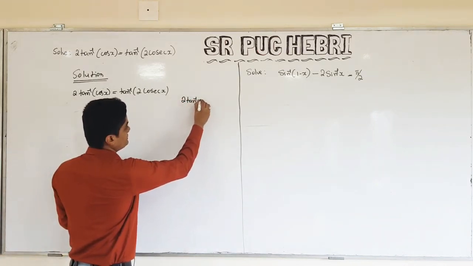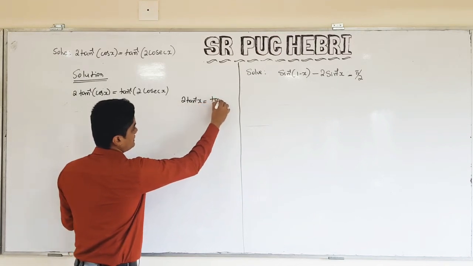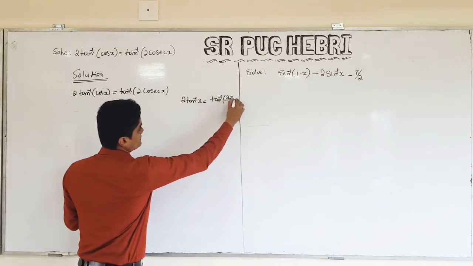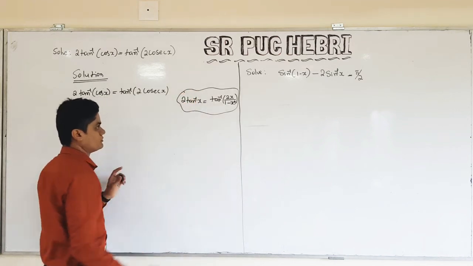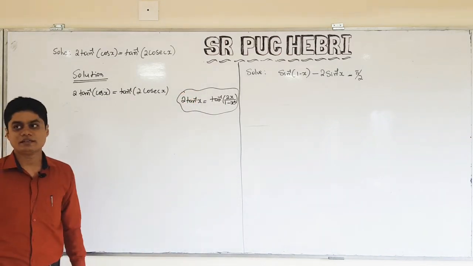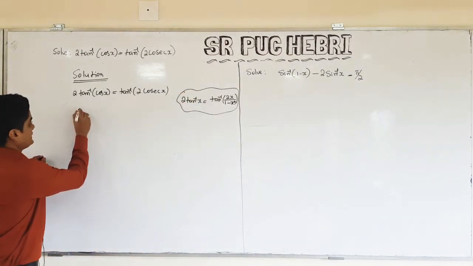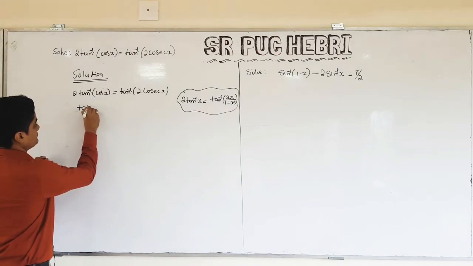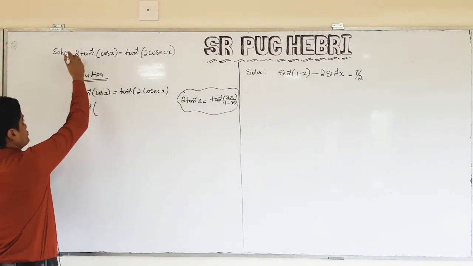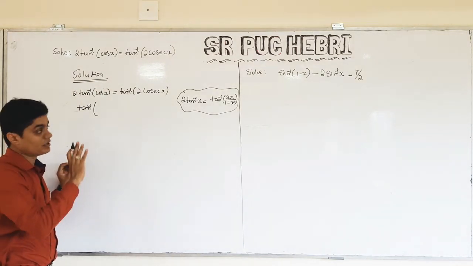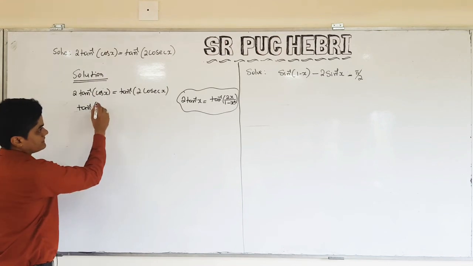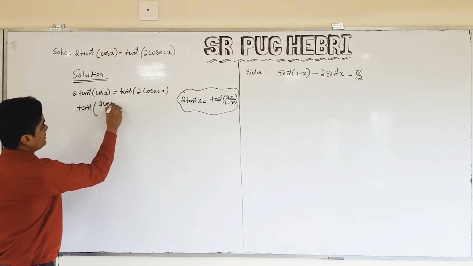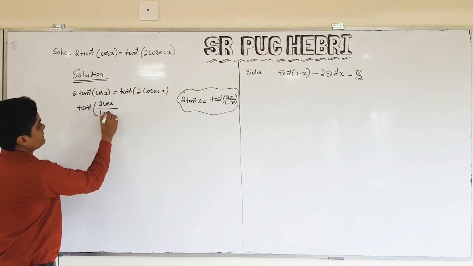To make this coefficient 1, you are going to use this formula. Did you remember this? Yes. What is that formula? 2 tan inverse of x is equal to tan inverse of 2x divided by 1 minus x square. So apply that. Remember, this question is to solve, not to prove. Don't try to prove this left hand side is equal to right hand side. Usually you will try that in the exam, you will not read the question carefully. So be careful.